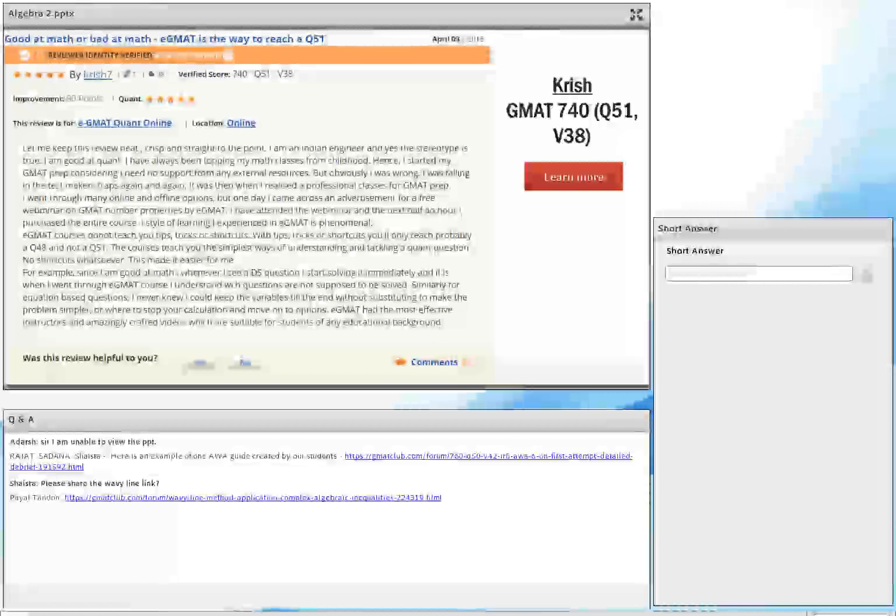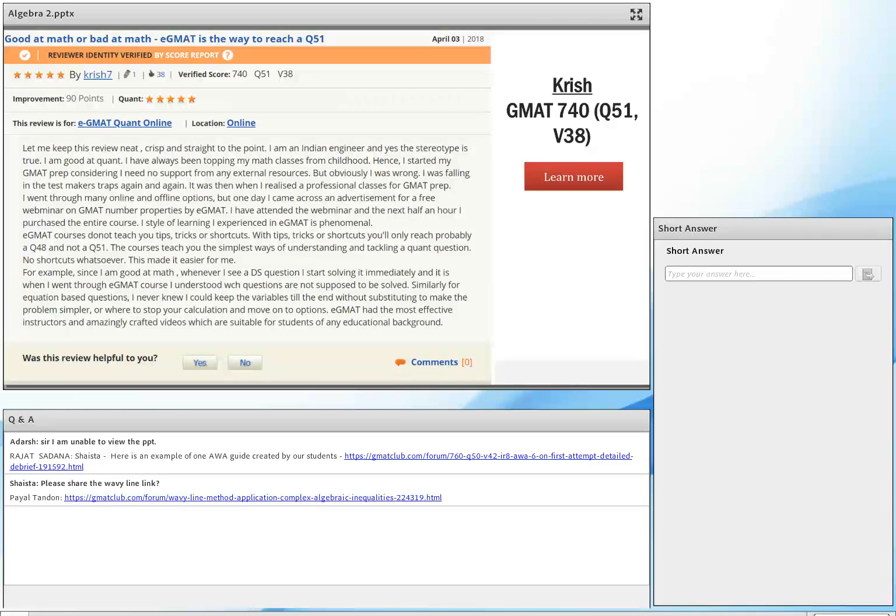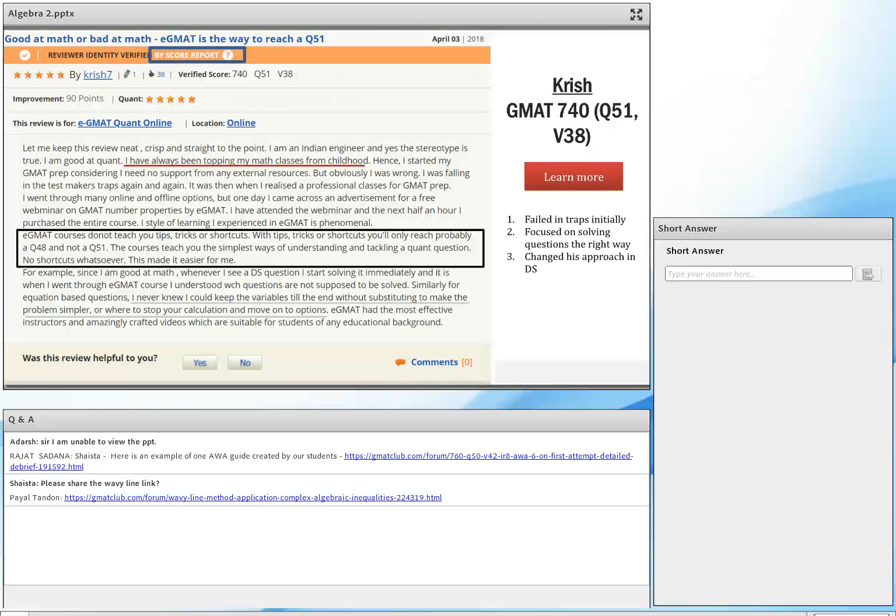Krish had always done well in quant, but he was stumped by the GMAT. He constantly faltered while answering GMAT questions, falling into familiar traps. Frustrated with the lack of progress, he decided to change his approach, and he started following a very methodical approach, even changing his approach to data sufficiency significantly. After making these changes, he was able to improve his quant score to Q51, the highest possible, and he ended up getting a 740.